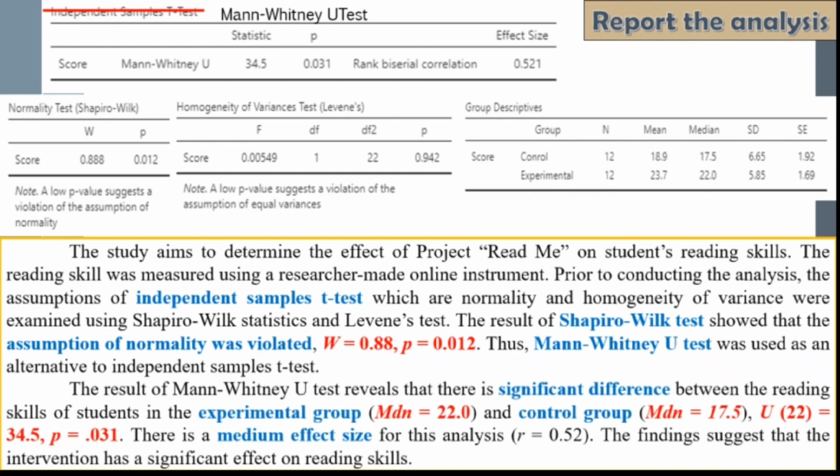The result of Mann-Whitney U-test reveals that there is a significant difference between the reading skills of students in the experimental group and control group, represented by the given values. There is a medium effect size for this analysis with a value of 0.52. The findings suggest that the intervention has a significant effect on reading skills.